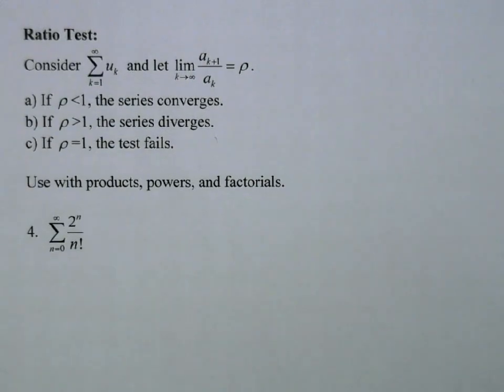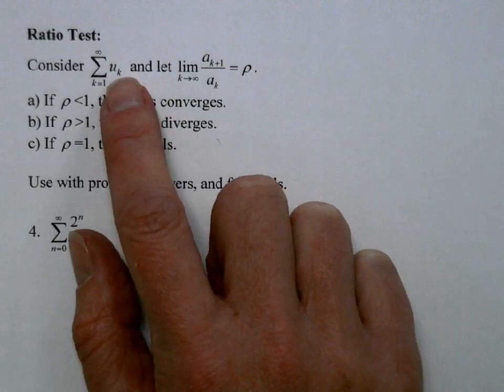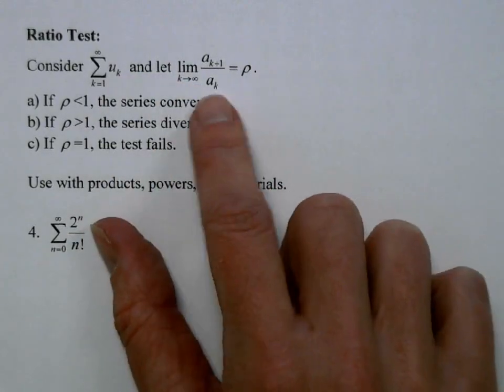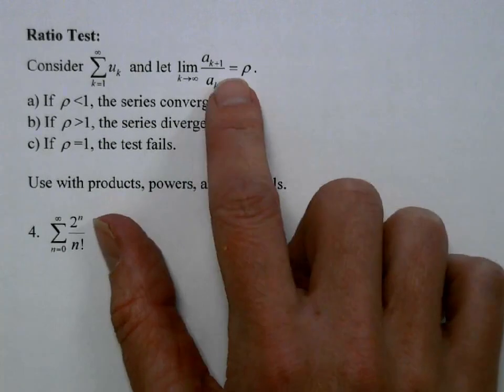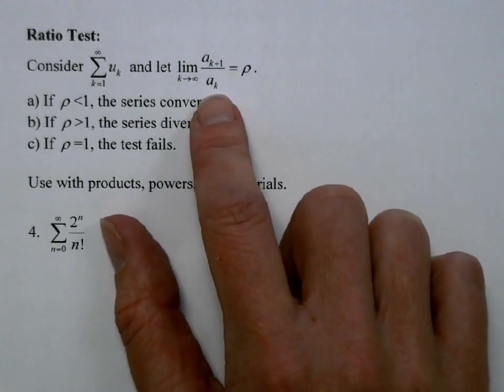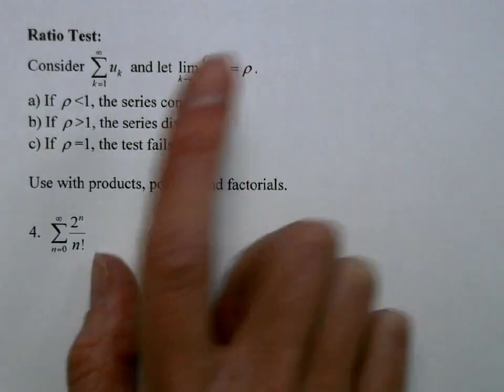In this video, I'm going to talk about the test for convergence called the ratio test. What the ratio test looks at is the nth term, and you're going to look at the limit as k goes to infinity of the ratio, thus ratio test, of the kth plus 1 term over the kth term. We're going to set that equal to some value, whatever that value is.